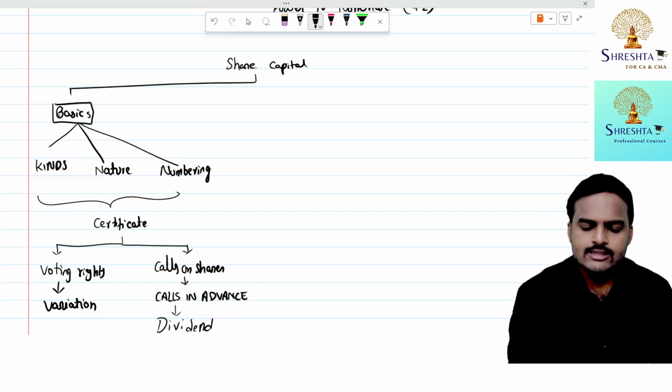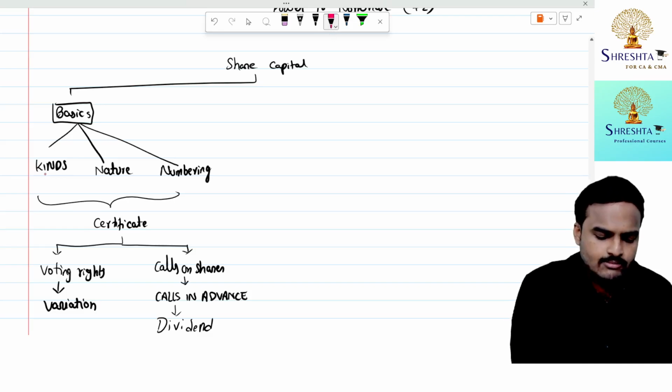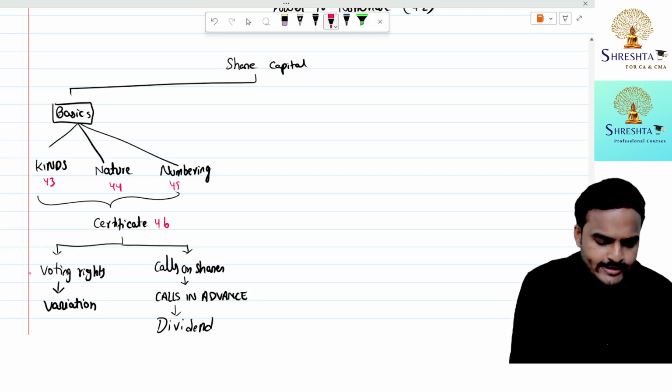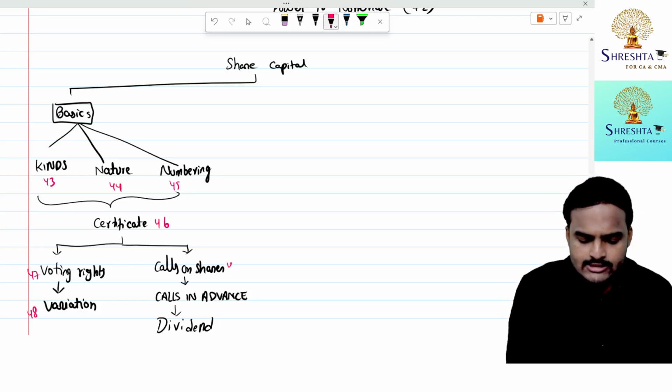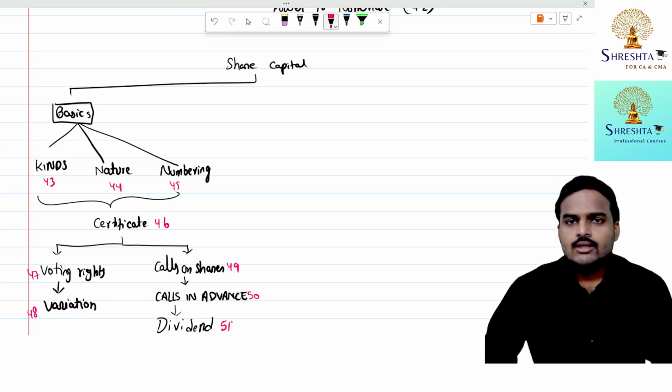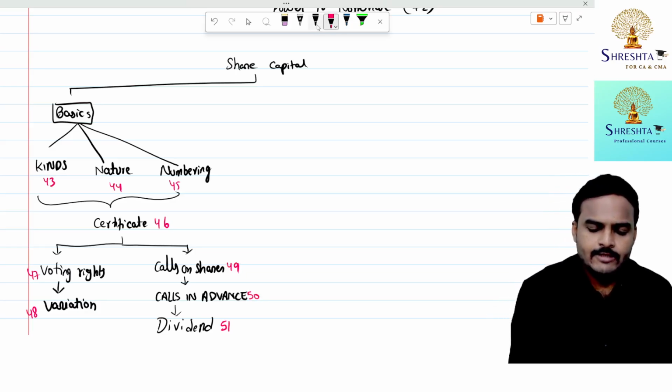So up to here, mark the section numbers. Come on, mark section numbers. Kinds of shares 43, nature of shares 44, numbering 45, certificate 46, voting rights 47, variation of rights 48, calls on shares 49, calls in advance 50, dividend on pro rata basis 51. Clear? Yes sir. Next one, issue of share capital.